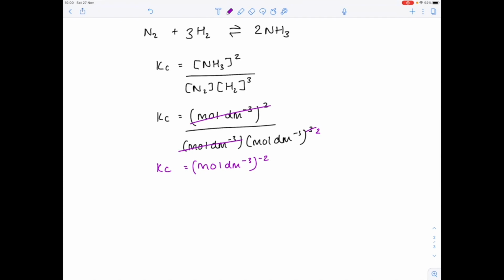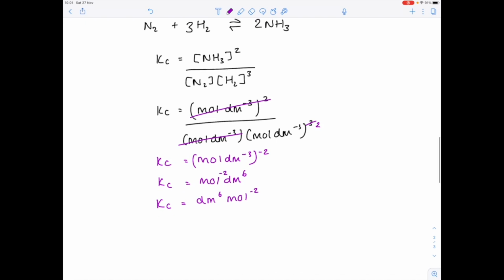And then what do you do with these powers? Well, you have to multiply them. So this requires knowledge of GCSE and IGCSE maths. And then if you're being really good, you just rearrange that a little bit, because the convention is to have the positive number first. But don't stress too much if you don't want to. So we've looked at writing an expression for Kc, working out the units of Kc. Now we're going to actually calculate a value for Kc.